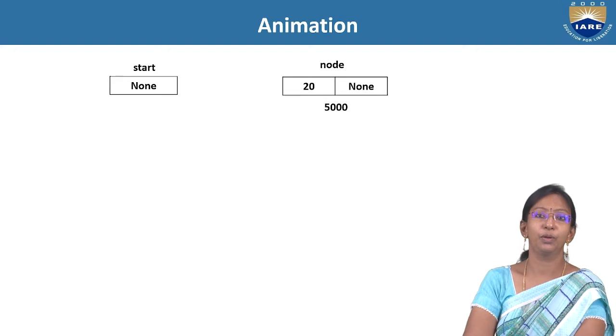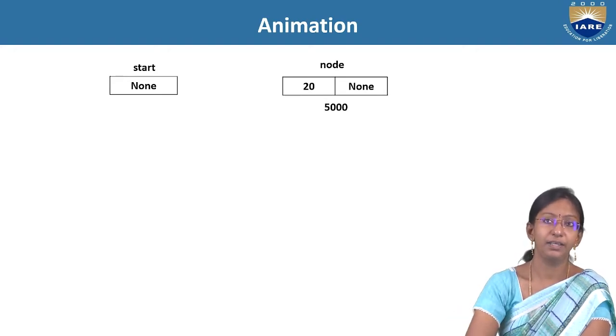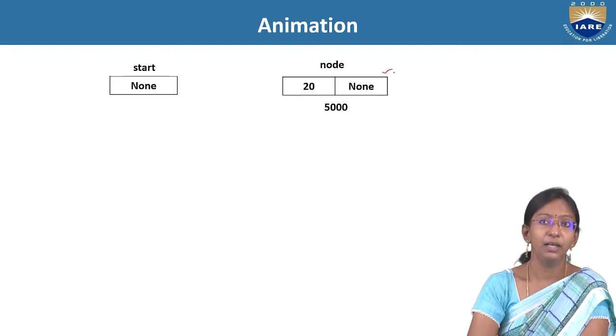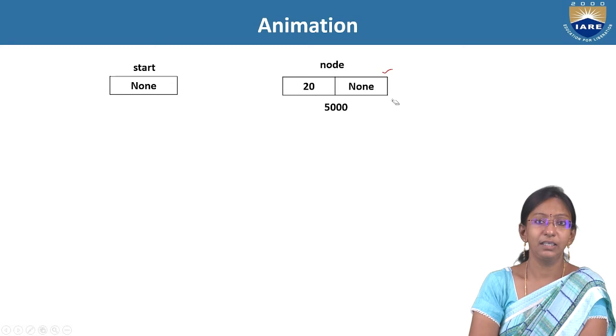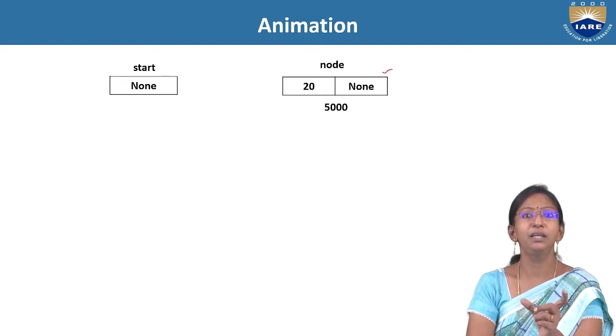Have a look at this one. Initially, the start is None and I have created a node, whose data part is 20. The next part is None initially and it is located at location 5000. So once I create a node and I see that the start is holding None, which means that no node is yet created, I have to build a relation between these two.